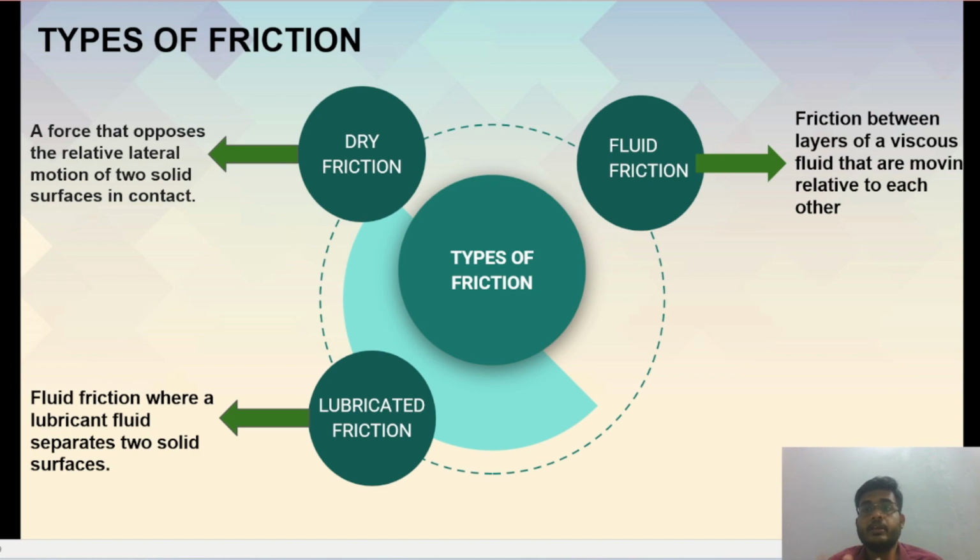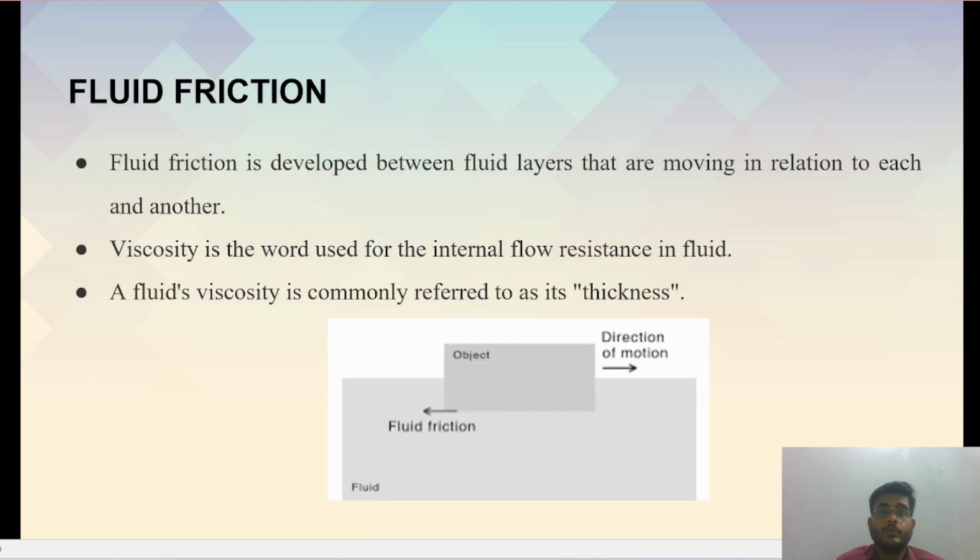Fluid friction is the friction between layers of viscous fluid. So we have studied the relation of friction. In fluid friction, the friction is called viscosity. Fluid friction is developed between fluid layers. Viscosity is the word used for the internal flow. You could see that fluid friction every time opposes the direction of motion, no matter in any medium. So a fluid's viscosity is known as the friction.